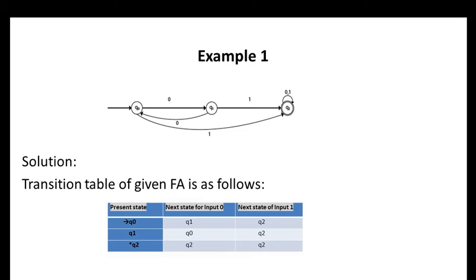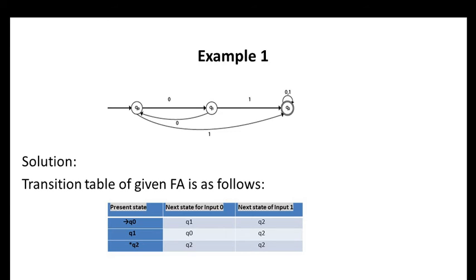Here, how many states are there? We have three states, Q0, Q1 and Q2. This is the start state. How can we tell that this is the start state? Because it is represented by an arrow. So that's why it is the start state. 0 and 1 are the input symbols. We have only zeros and ones as input symbols, and the double circle indicates the final state. So Q2, what is it? Q2 is the final state.